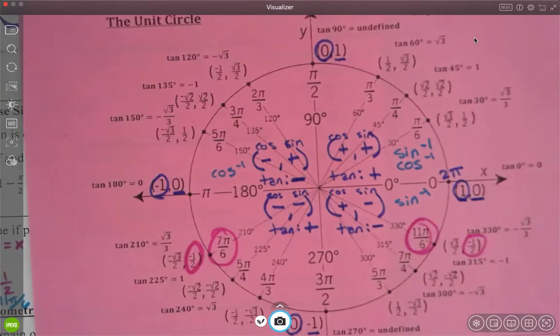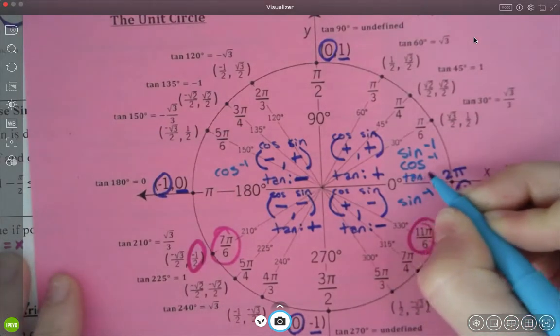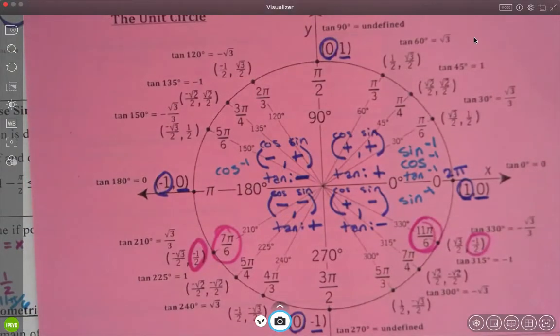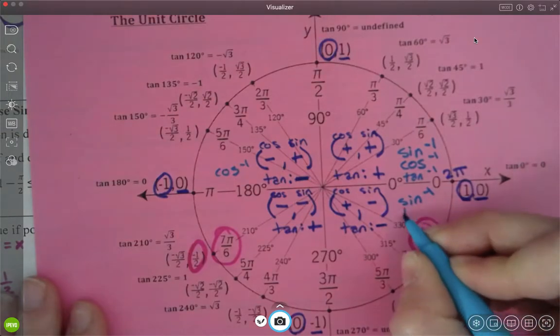Okay? Let's talk about tangent. Last one, tangent. Where does tangent live? In the first quadrant and? Third. It's not the third. Fourth. It's the first and fourth. It's the first and fourth.